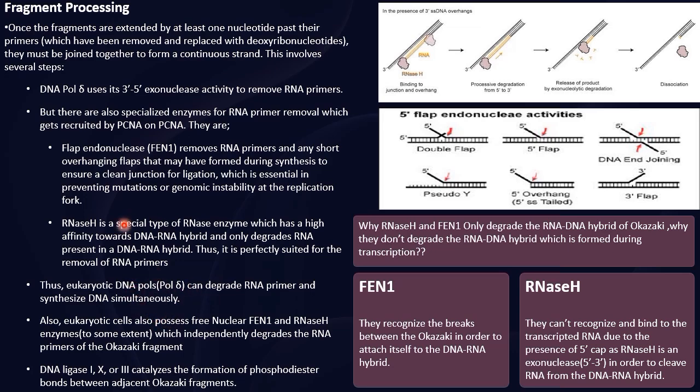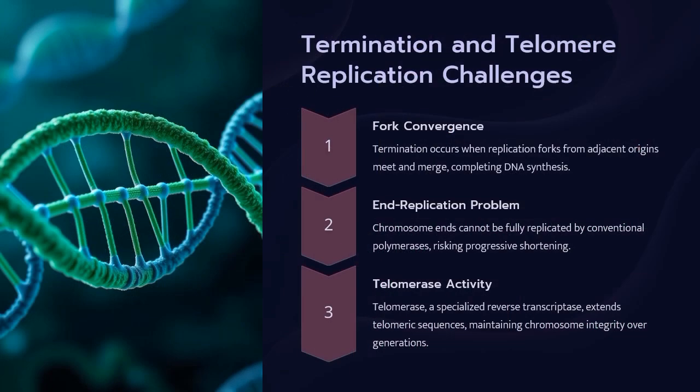Now let's understand the termination phase of the DNA replication process. The termination can be divided into three major chunks, which are fork convergence, the replication problem, and telomerase activity, which we will discuss in detail in the upcoming slides.